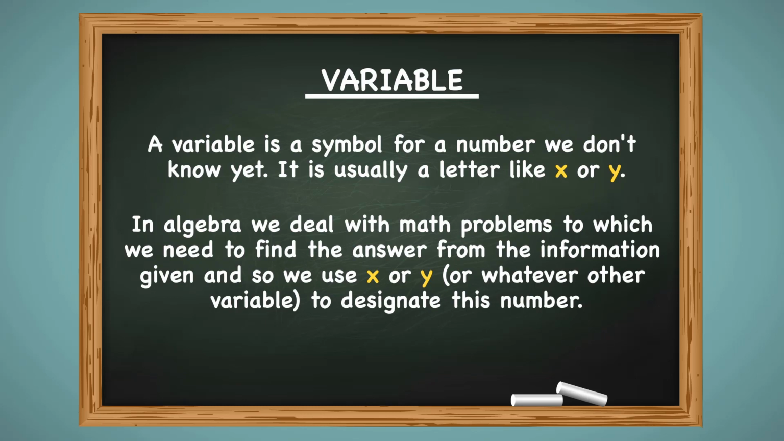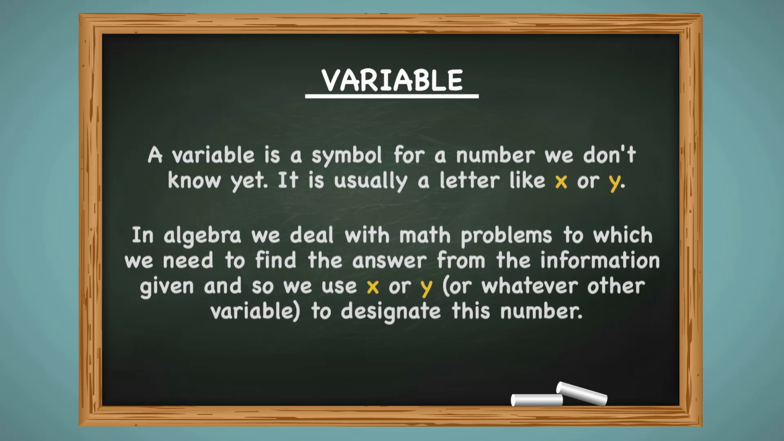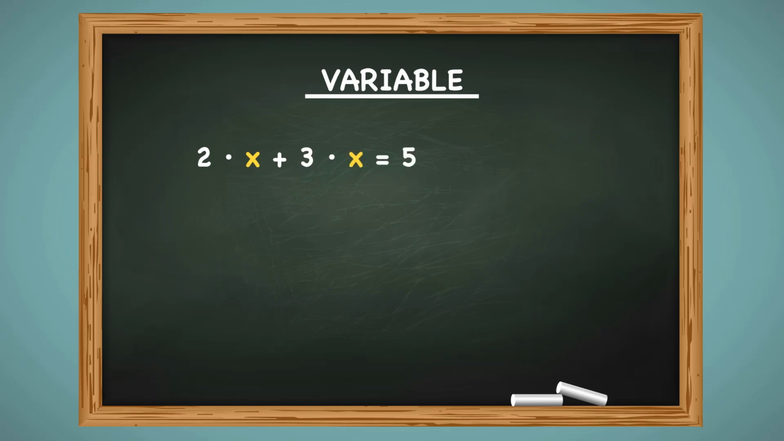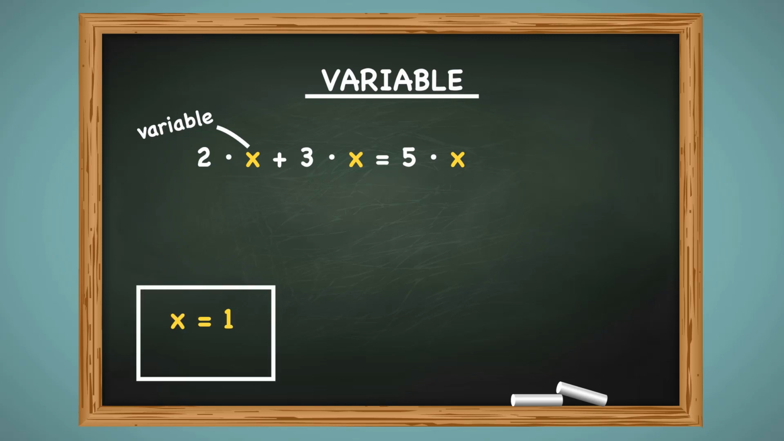Since we don't know what the answer is beforehand, we use a letter instead of a number to keep track of it. For example, take the equation 2 times x plus 3 times x equals 5 times x. What does this mean? The x is a variable. It represents a number. If we substitute any number for x, we have equality. For example, if we let x equals 1, then the equation reads 2 times 1 plus 3 times 1 equals 5 times 1, which is clearly true.